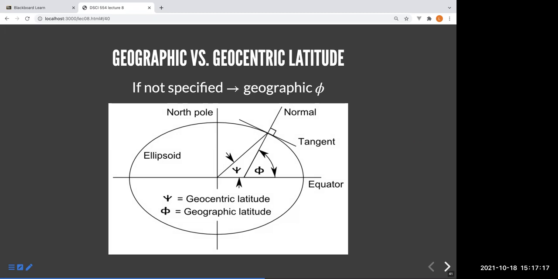Most of the time, what you'll be using is the geographic latitude, that has to do with the normal to the tangential plane. And so that's how we define the latitude. And that's, yeah, most of what you'll see is using that one.